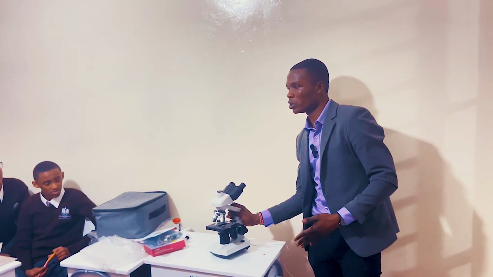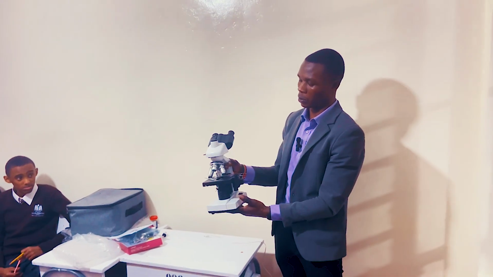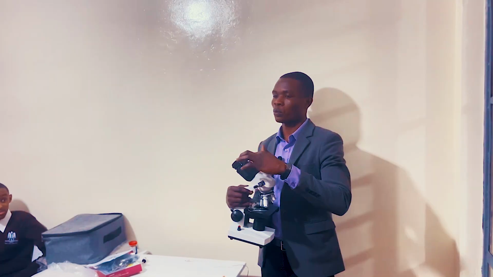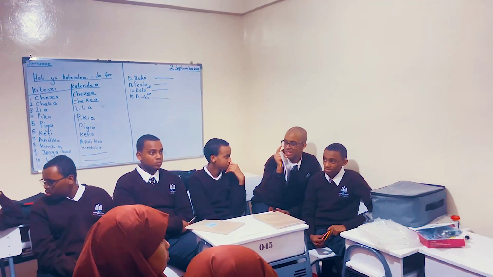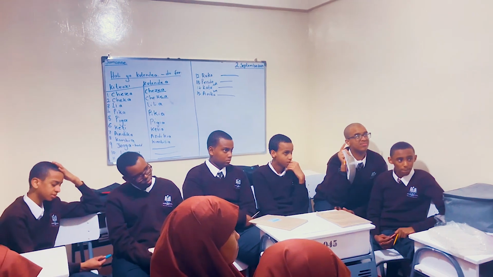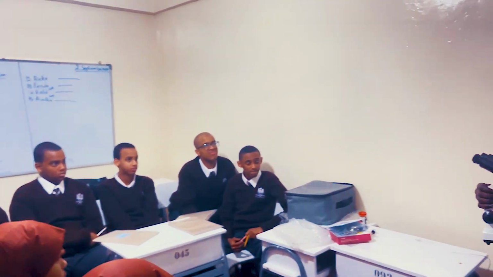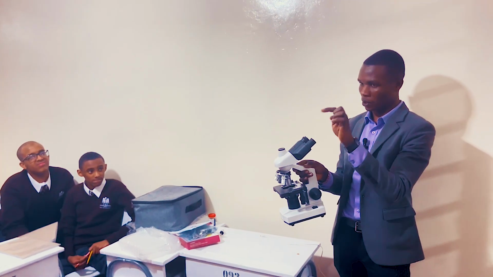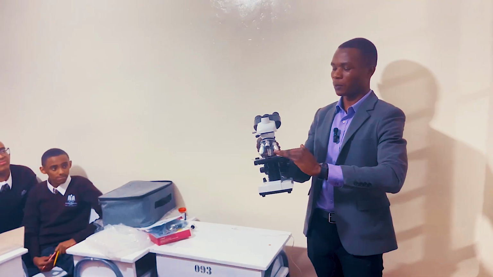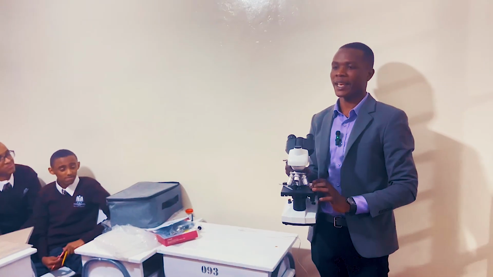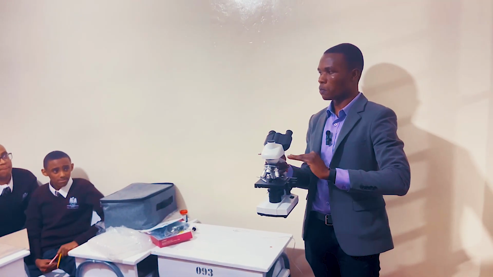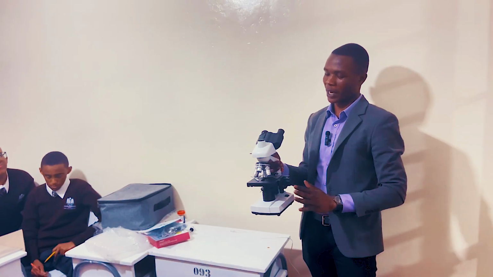So when you put it down, it rests on the base. How do you call these two parts? These two parts, Mohammed. How do you call these two parts? Yes, the eyepiece lens. So this is where you're going to put your eyes as you view. How do you call this part? Stage. And we said the stage is where the specimen is placed as you view it under the microscope.